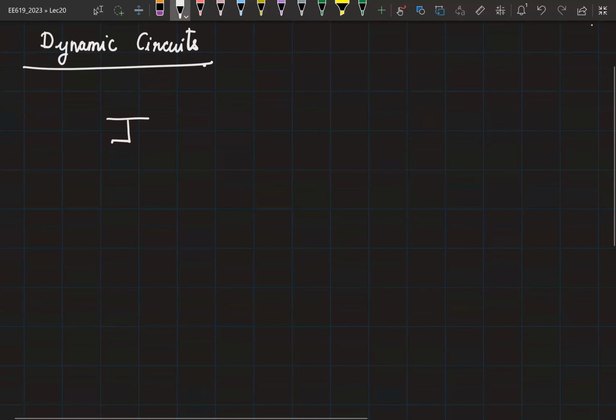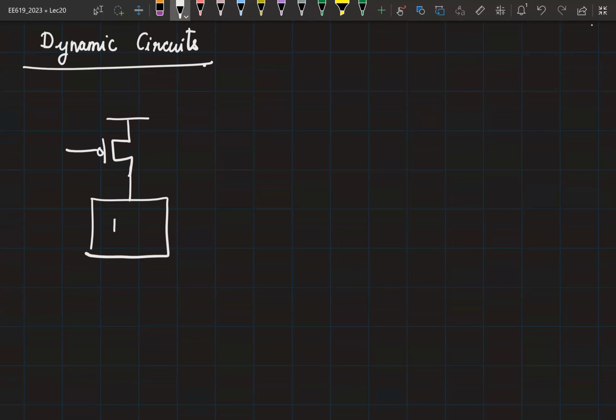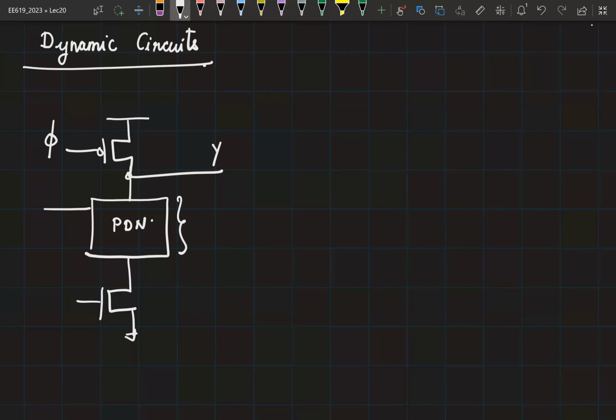So the general topology is as shown here. You have the pull-up network as a single PMOS connected to clock signal. The pull-down network also has the logic, which is a function of multiple inputs. And we added one more NMOS transistor connected to the clock so that whenever the pull-up network is on, we are guaranteed that the complete pull-down network is off.